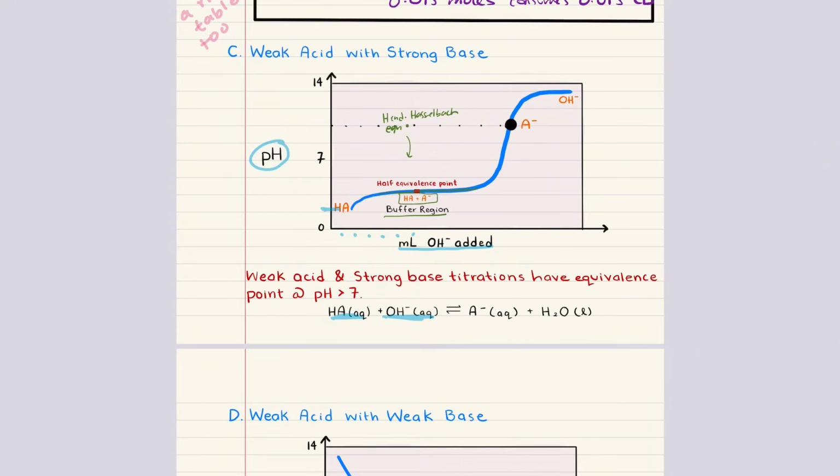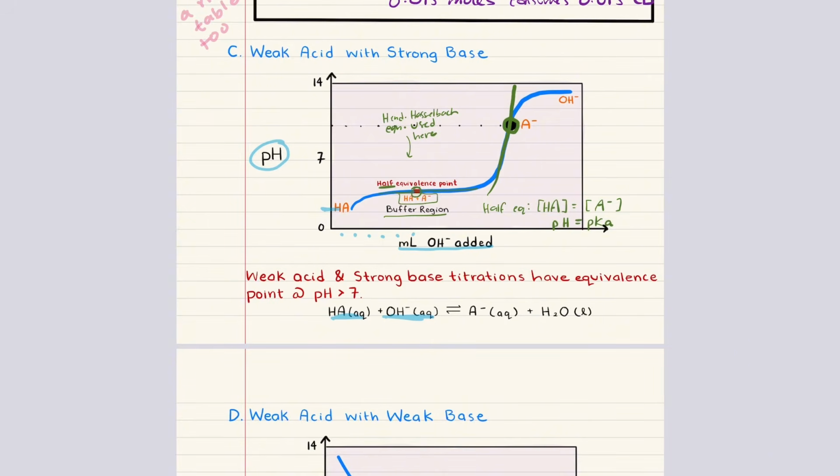pH equals pKa plus the log of the mole ratio A-1 to HA. Exactly halfway to equivalence, the moles of HA and A-1 are equal, so that log term is 0 and pH equals pKa. That half equivalence point is both a conceptual landmark and a quick way to read pKa from a titration curve.